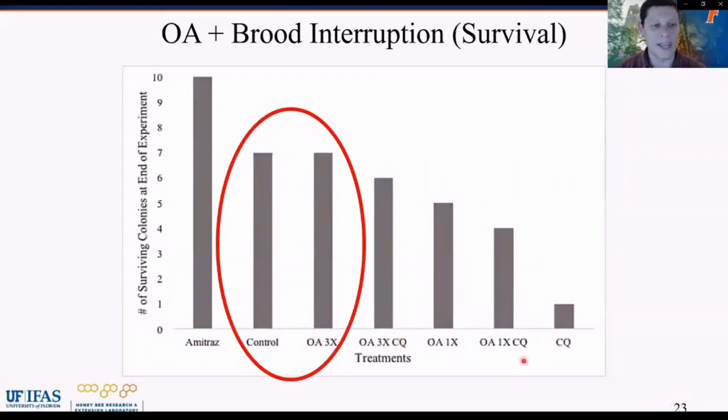What you might look at here and say, well, the control and treating 3 times were the same. So that must mean that I don't have to do anything. I'm better off not doing anything than treating. Well, that's definitely not the point that I want you to walk away with. But what I do want you to notice is that current legal limit of 1 gram of OA per brood chamber clearly is ineffective, right?